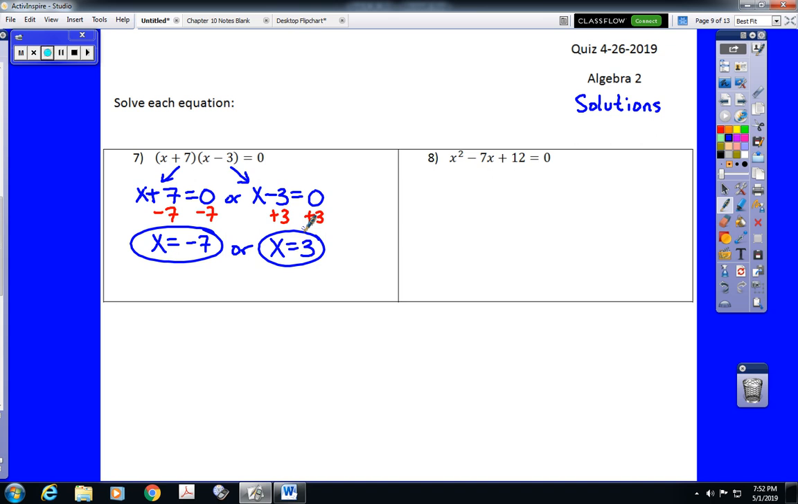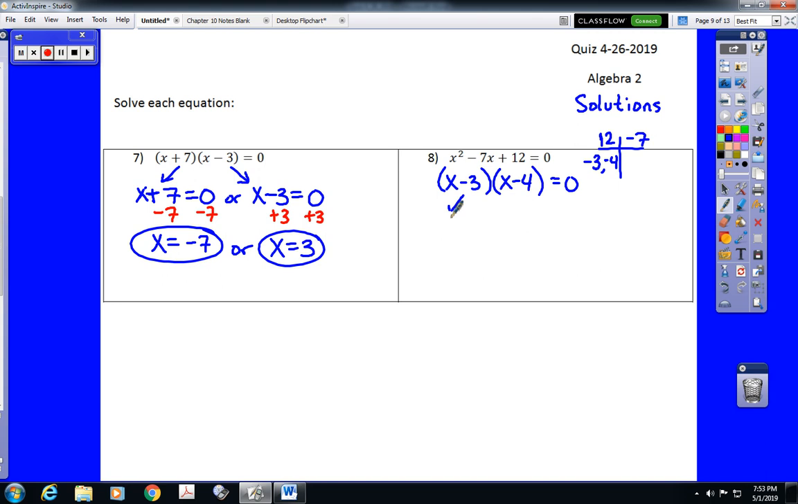Number 8 is slightly harder because it is not factored yet, which means our first step is to figure out the two numbers that multiply to 12 and add to -7. That would be -3 and -4. Since there's no number in front of x squared, we can go straight to the factored form. X minus 3 times x minus 4 equals 0.